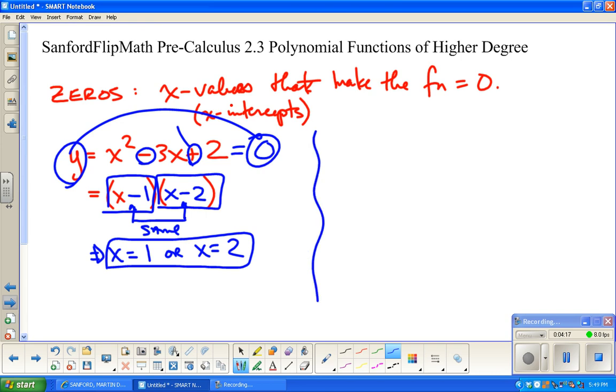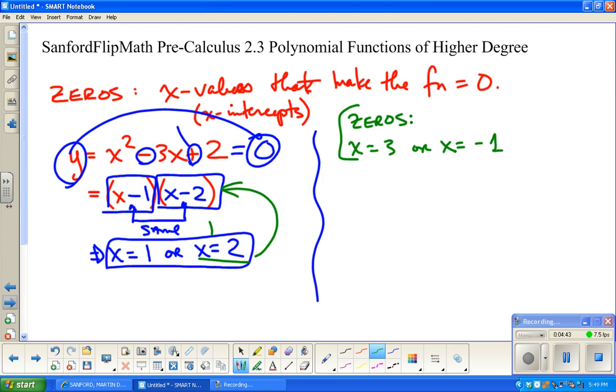Well, similarly, if I told you the zeros of some mystery function are x equals 3, x equals -1, and I asked you to build a function, build an equation. Okay, so I want a polynomial equation with those zeros. I can go backwards from what I just did. Okay, so for instance, I need x equals 2. Well, that came from x minus 2, because I needed x minus 2 to equal 0.